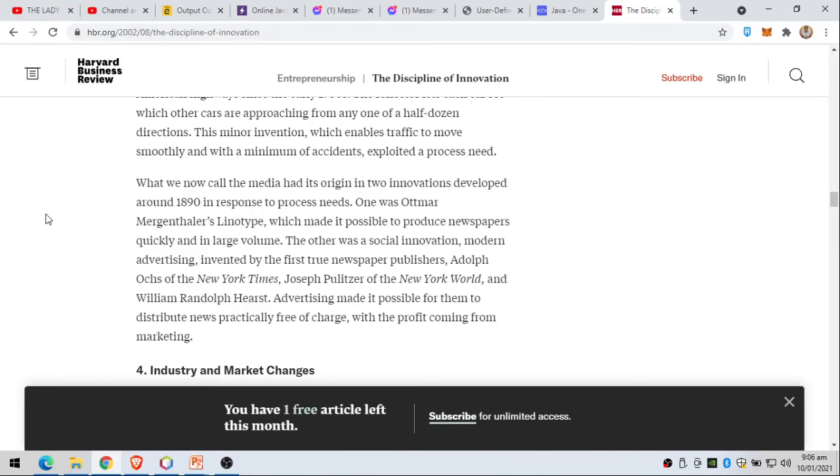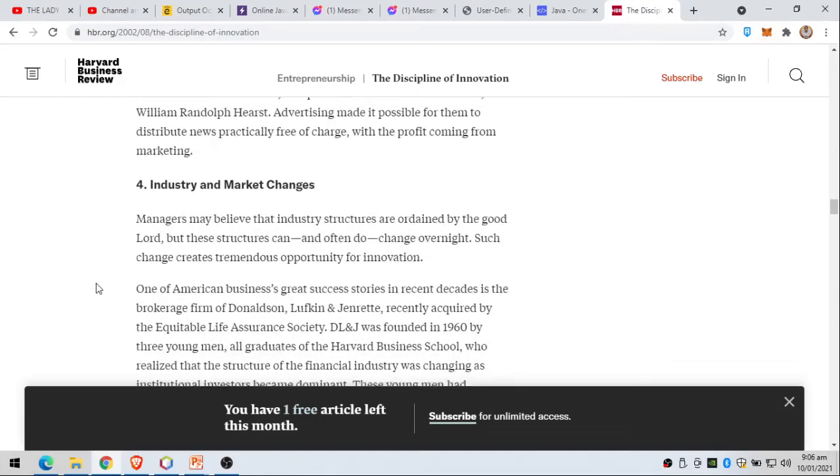The other was a social innovation, modern advertising, invented by the first true newspaper publishers, Adolph Ochs of the New York Times, Joseph Pulitzer of the New York World, and William Randolph Hearst. Advertising made it possible for them to distribute news practically free of charge, with the profit coming from marketing. So these are from process needs.